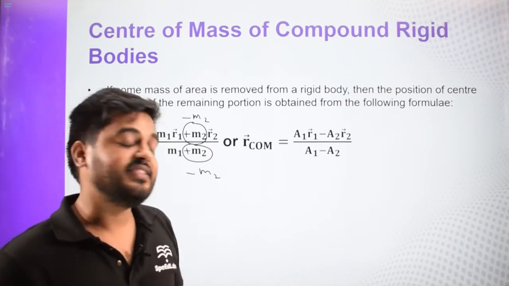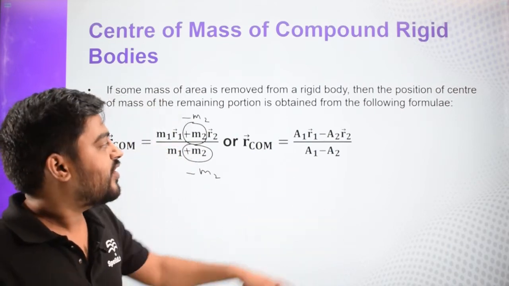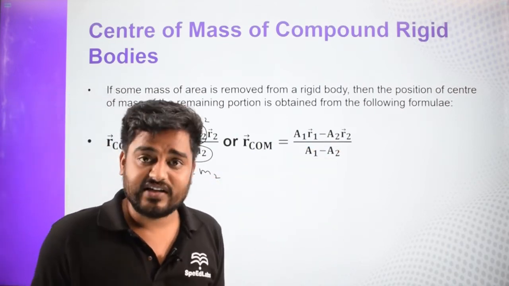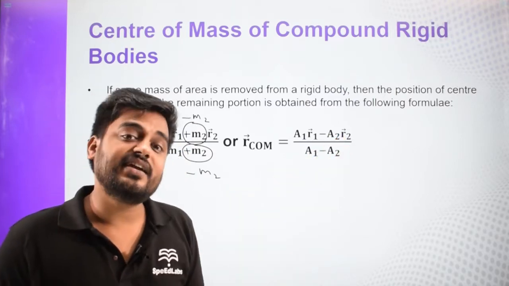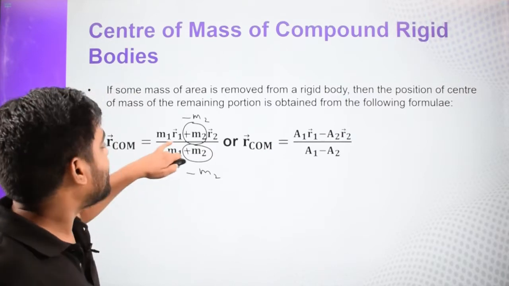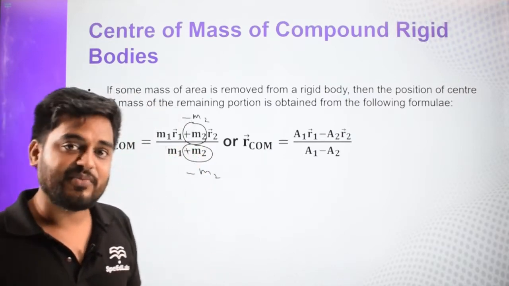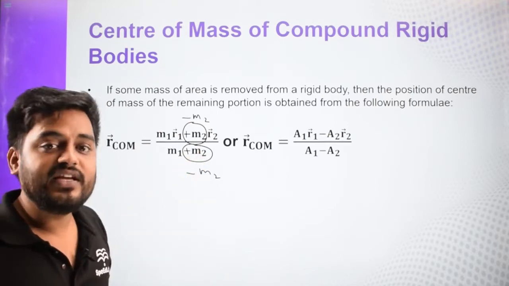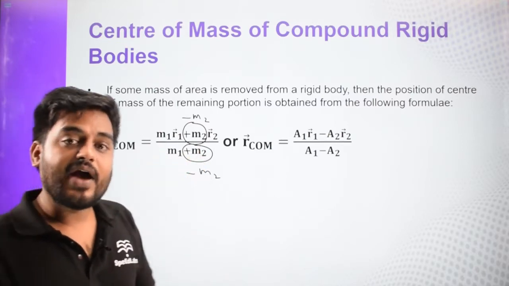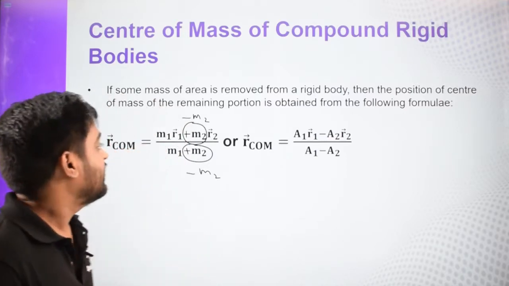If you want to treat it in terms of area, then you can go with A1 R1 minus A2 R2. What is A2? A2 is the area of the cavity. And what is R2? R2 is the center of mass of the cavity. What about M2 and minus M2? Basically the cavity is treated as a negative mass. So M2 is the mass of the cavity. And what about M1? M1 is the mass of the entire thing before we remove the cavity.